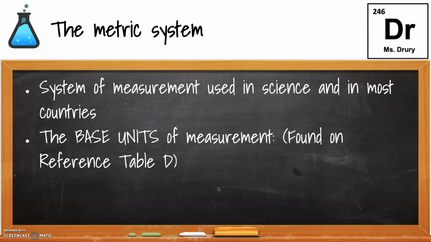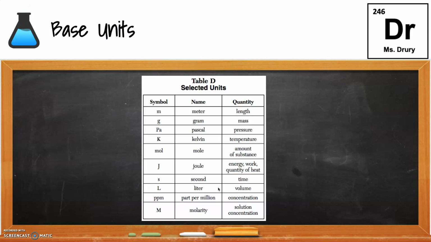The system of measurement that we use in science, and in most countries, is the metric system, and the base units of measurement are found on reference table D. Now there are other measurements, but these are the ones that we use in chemistry.